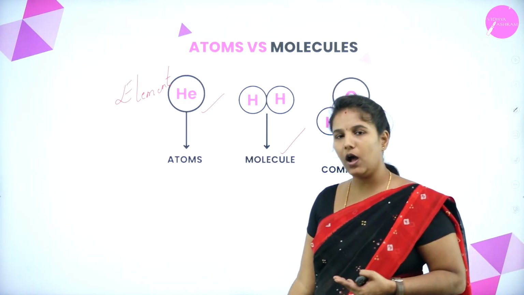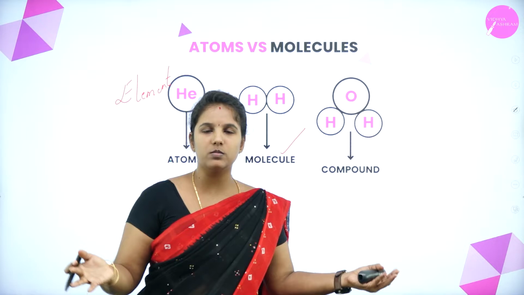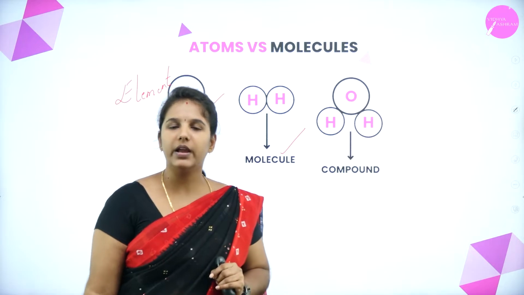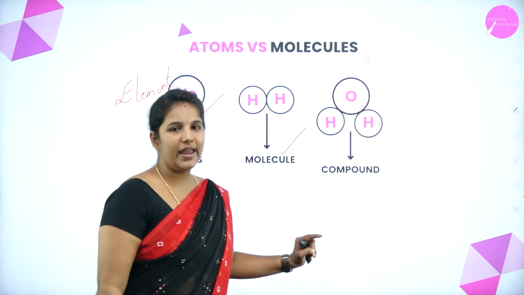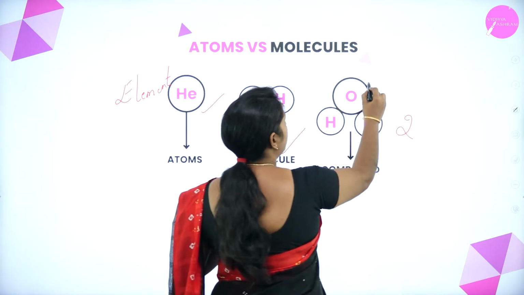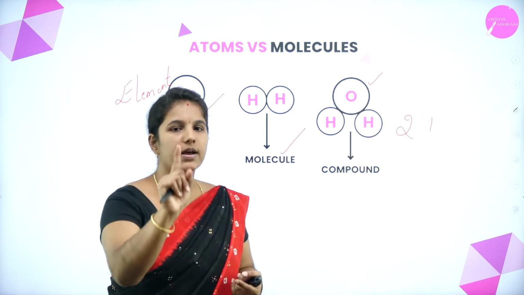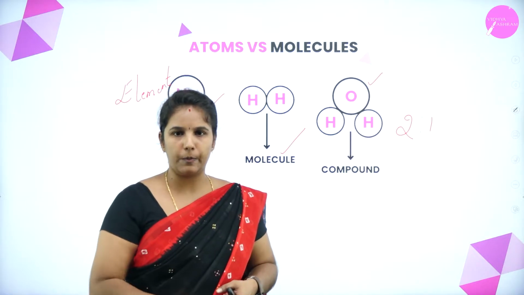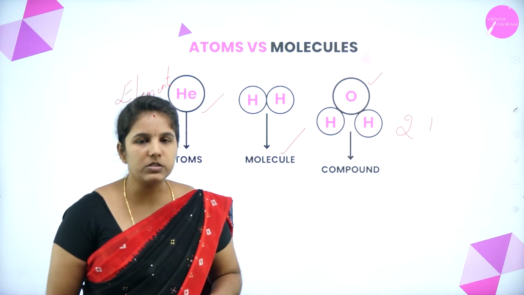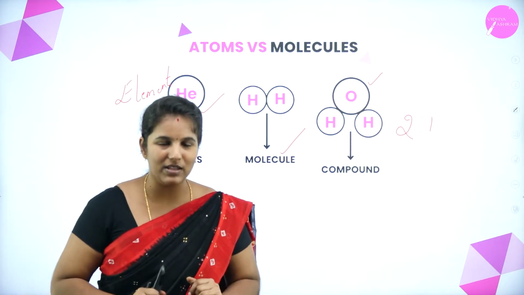Coming to the compound, how does it form? Two or more different atoms, if combined in a fixed ratio, are said to form a compound. For example, in water, there are two hydrogen atoms but only one oxygen atom. The two hydrogen atoms always combine with one oxygen atom in a fixed proportion. Then only we can say it is a compound. Compounds are substances formed by the combination of two or more different elements.